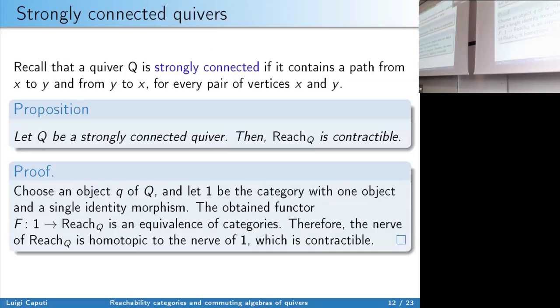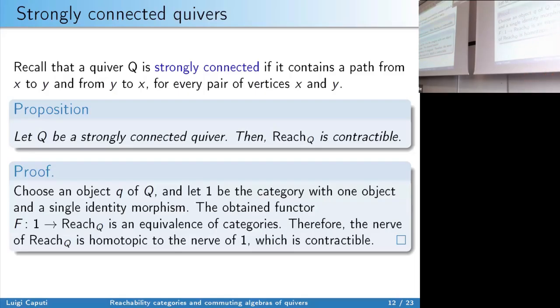So this is not good, but at least it gives us a way to deal with the question of when the path categories and the reachability categories are equivalent. So let me remind you that a quiver is called strongly connected if for each pair of objects, let's say X and Y in the quiver, you have a directed path from X to Y. And if Q is a strongly connected quiver, then the result is that the reachability category is always contractible. And as every presentation has to have at least one proof, at least for me, this is the almost complete proof for today.